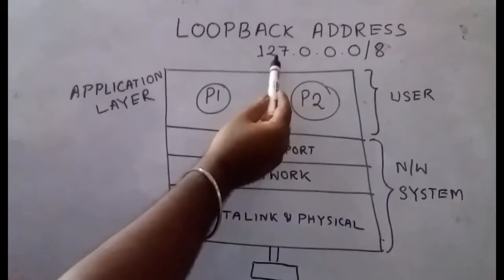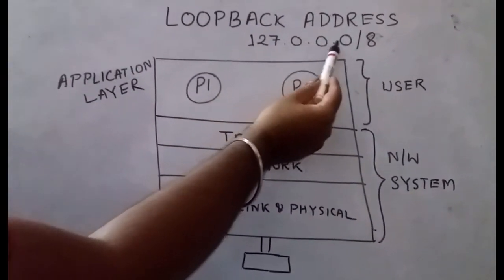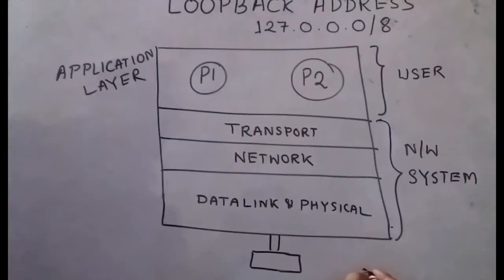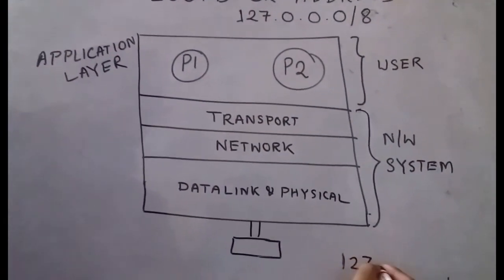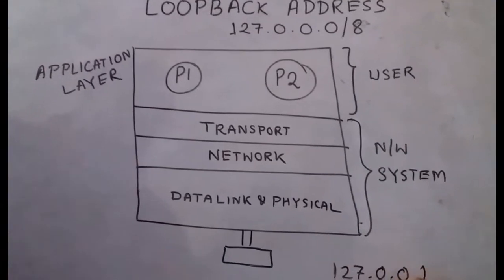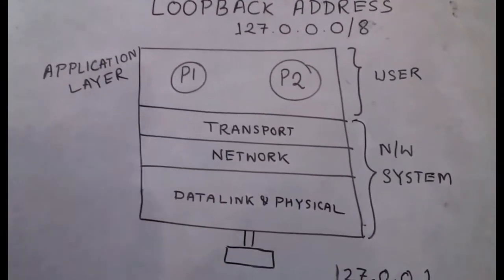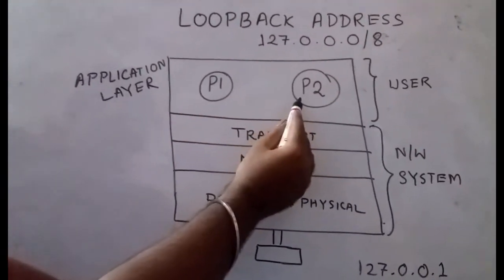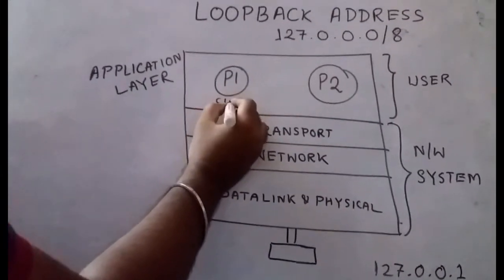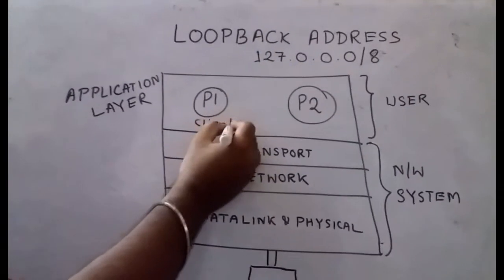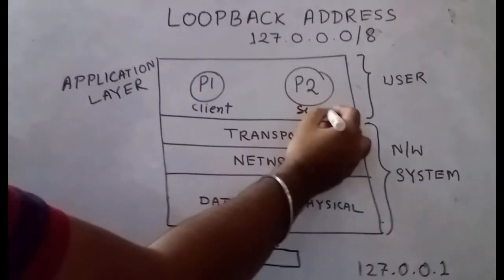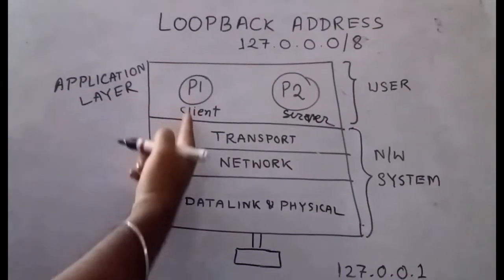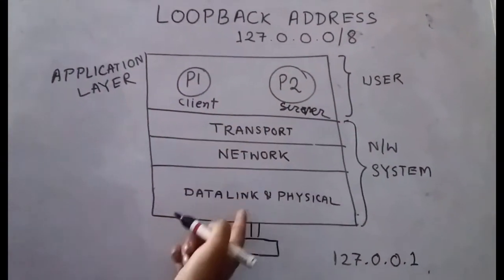The loopback address is normally 127.0.0.0/8. So this is the classless notation. Suppose I want to use 127.0.0.1. So this is the loopback address. Loopback address means, suppose I am running two processes. That means this is the client and this is the server. Clear? So I am running the client and server machine in a single system.